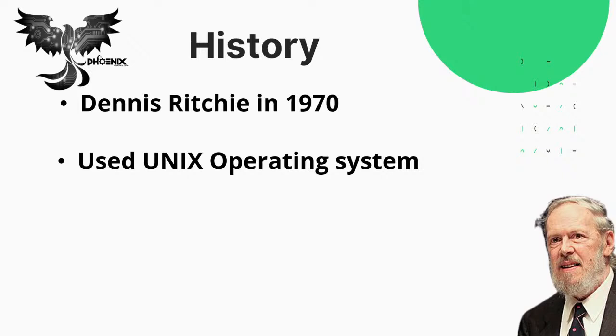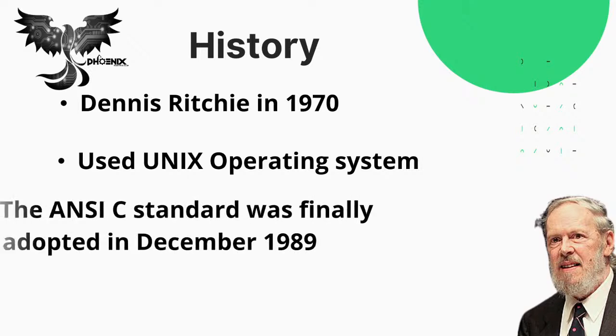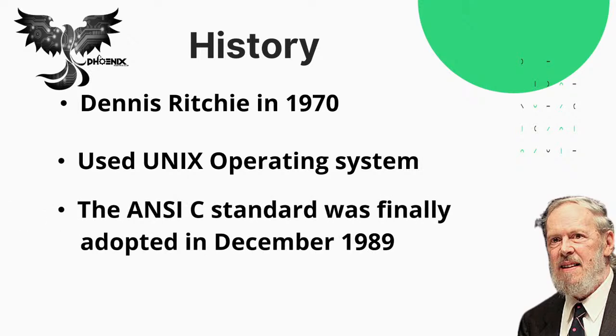And at that time, Unix was one type of operating system, so C was used by its creator and users in that type of operating system. And now ANSI C was finally created. ANSI I will explain later.